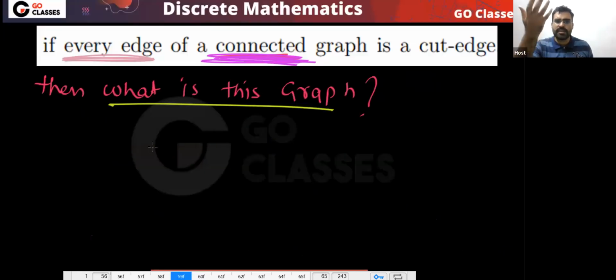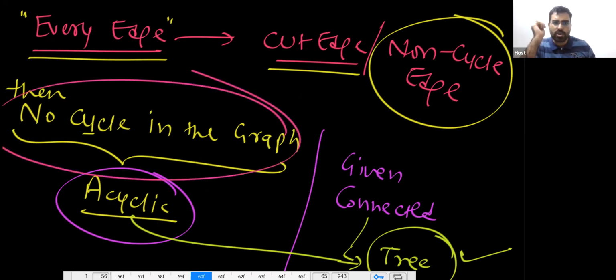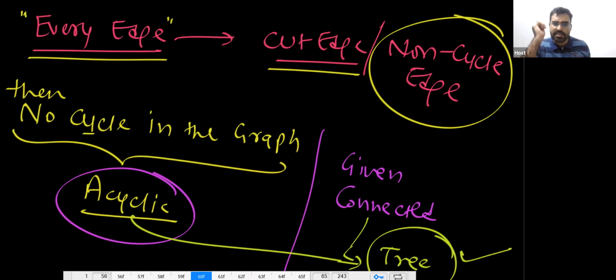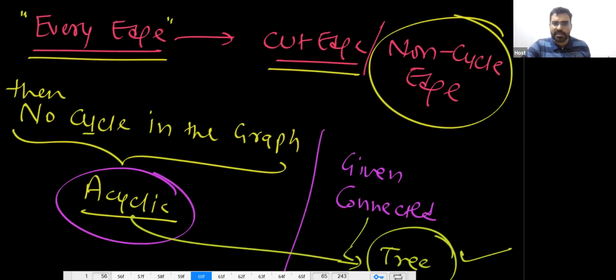This type of question, see, the GATE exam is all about this type of questions. They can ask you any question. This is a very simple question. Every edge is a cut edge. Whatever edge you take, that is a cut edge. Cut edge means non-cycle edge. It simply means that there is no cycle in your graph. It means your graph is acyclic. And it is given that your graph is connected also. So finally, connected acyclic means tree.